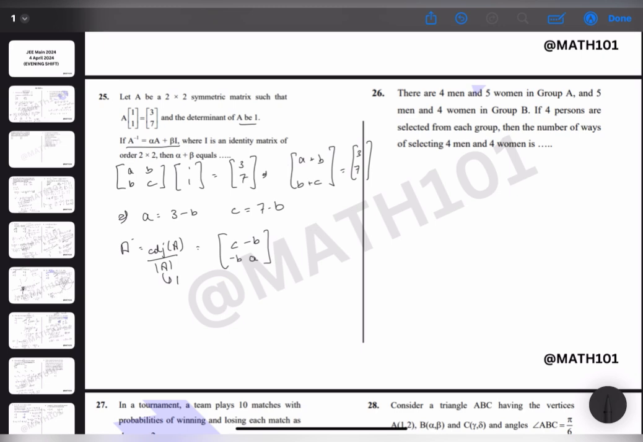So this is adjoint A. And also as we are given det A is 1, which means AC minus B square equals 1, which is (3 minus B) into (7 minus B) minus B square equals 1. 21 minus 10B plus B square minus B square equals 1. B equals 2. Hence A equals 1, C equals 5.